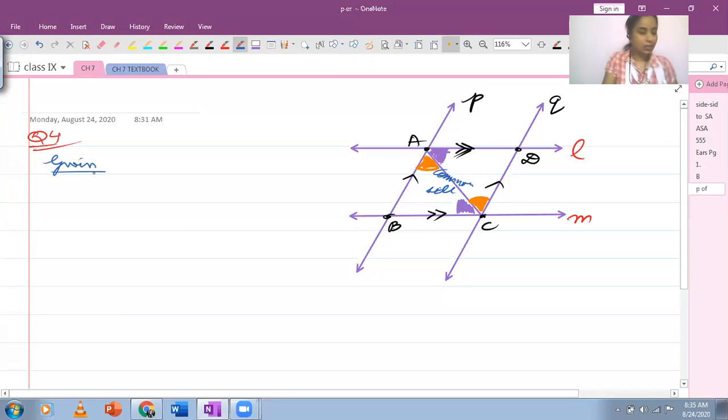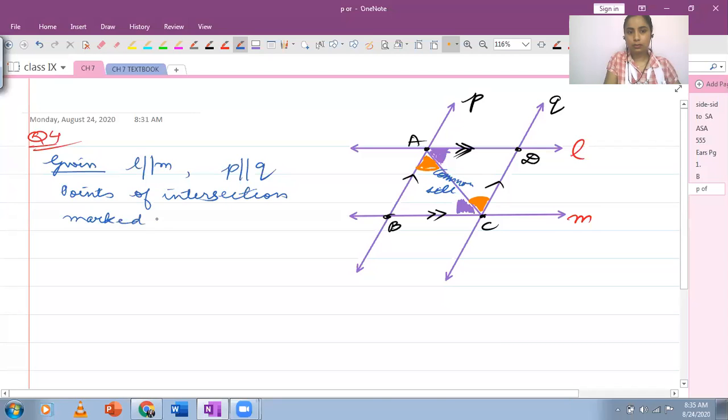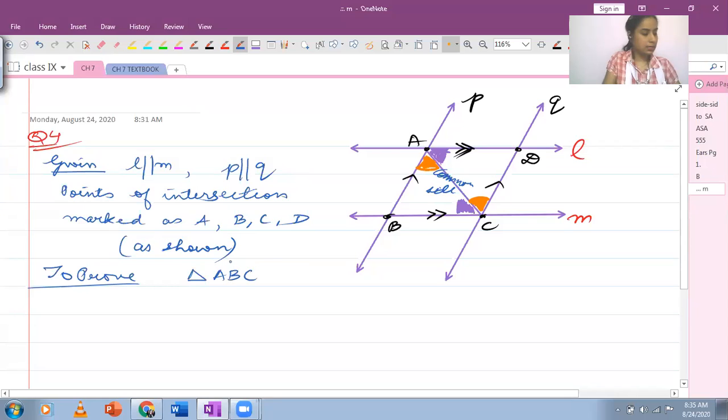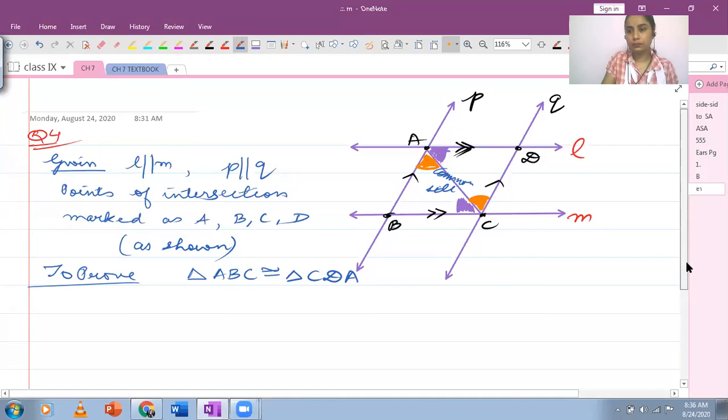Let's write down the answer for this one. We have been given L parallel to M, P parallel to Q. Points of intersection marked as A, B, C, D. And if you want, you can just write down. Then we have to prove triangle ABC is congruent to triangle CDA.